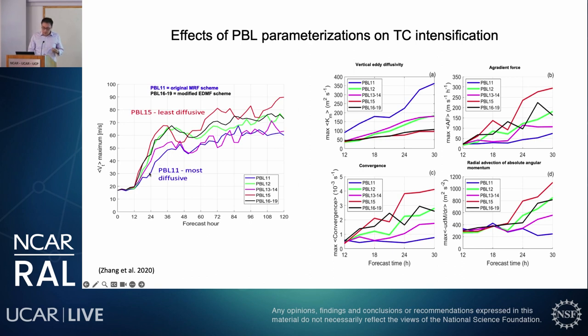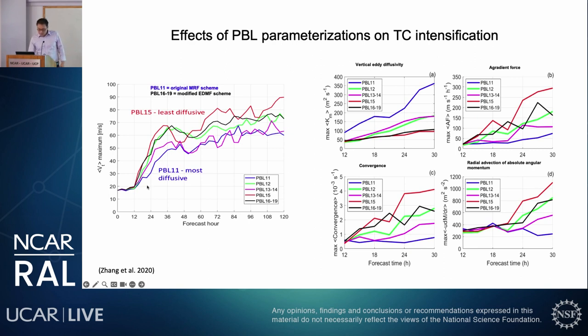So Levenshtein shows this time series of the mostly averaged maximum tangential wind speed, which is one measure of the intensity. I know Rich and George always use this. So this kind of confirmed some of the work I did, the two runs I showed before, just the real case studies. So basically, this eddy diffusivity not only influenced the maximum intensity, but also the intensification rate, which is pretty interesting.